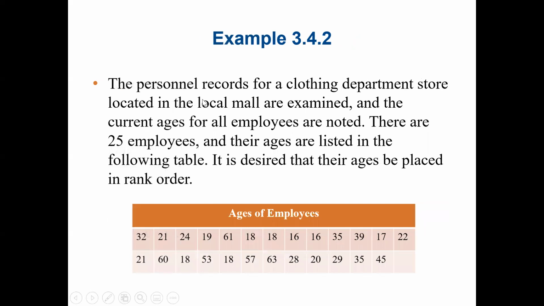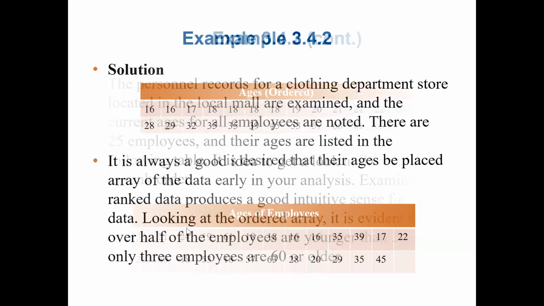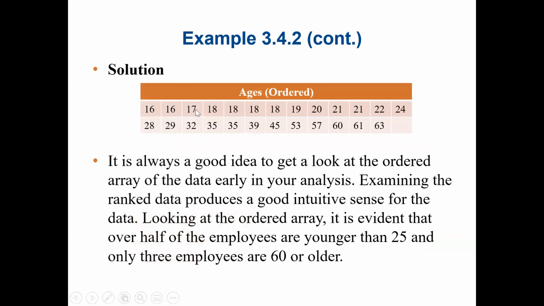So for example here, personnel records for a clothing department store located in the local mall are examined, and the current ages for all employees are noted. Here there are 25 employees and their ages are listed in the following table. It is desired that their ages be placed in rank order. So these are the ages of all the employees. For the solution, we start from the lowest, 16; the highest is 63. And put them in increasing order.